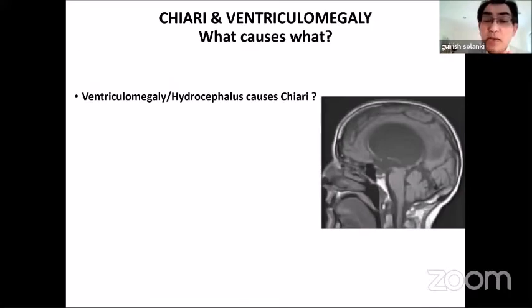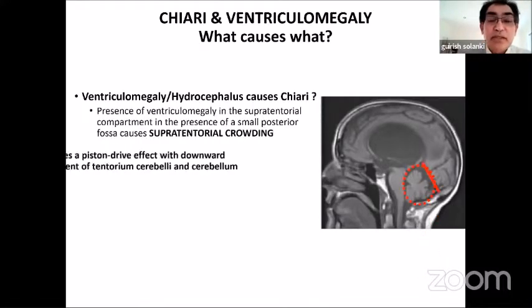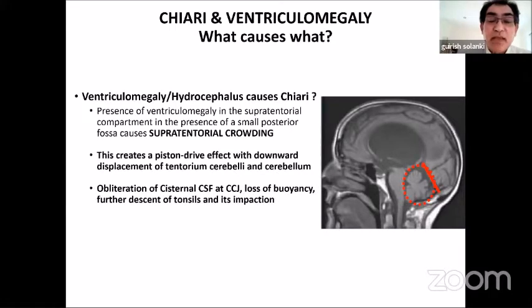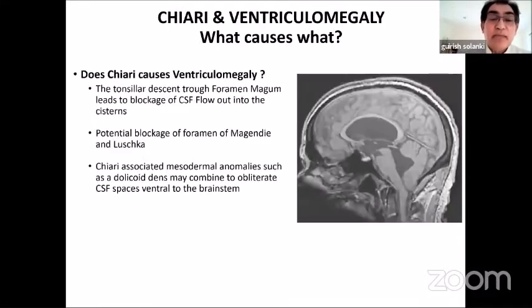Does ventriculomegaly cause a Chiari? Does it have supratentorial piston drive pressure that drives the contents of the posterior fossa further down? So that certainly is one of the thoughts on this, that it acts as a piston drive and pushes everything down, obliterates the cisternal CSF at the craniocervical junction, causes loss of buoyancy, further descent of the tonsils, and impaction. So that's one possibility. But also you could consider that the Chiari would block the foramen of Luschka and the foramen of Magendie, and thereby causing an increase in ventricular size.